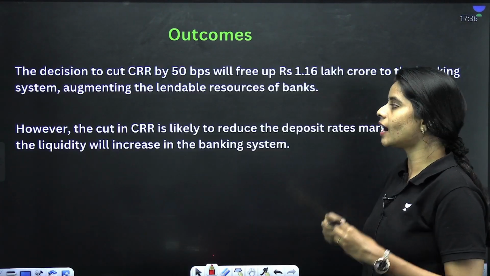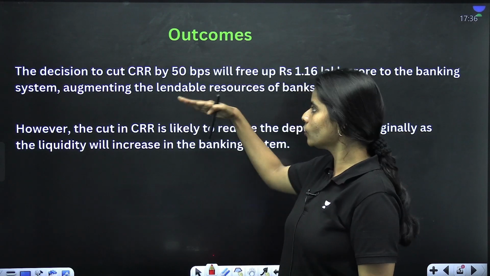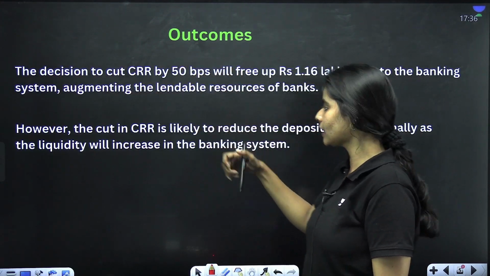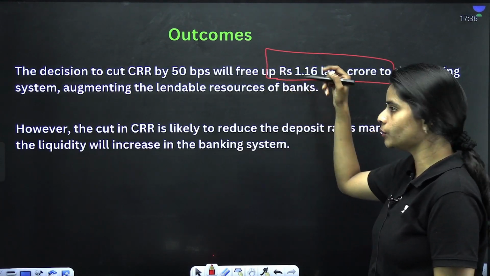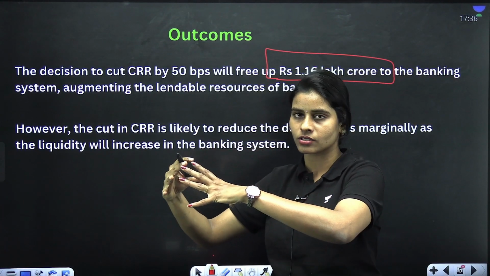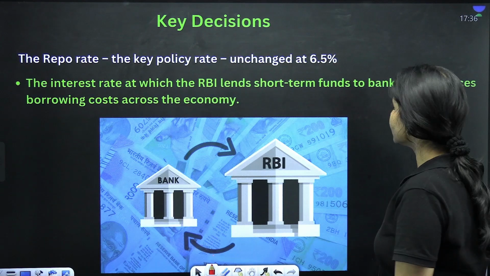Now, what are the other decisions taken? So we know that reducing the CRR is likely to inject about 1.16 lakh crore into the market, which is currently held as reserves with the RBI. What are the other measures taken?